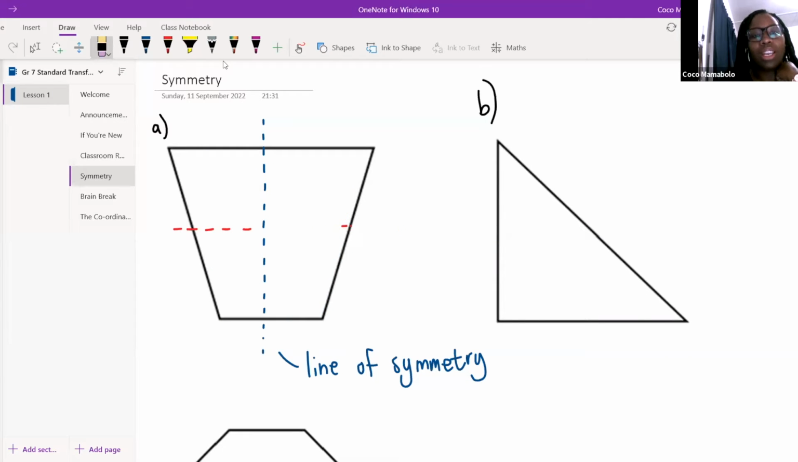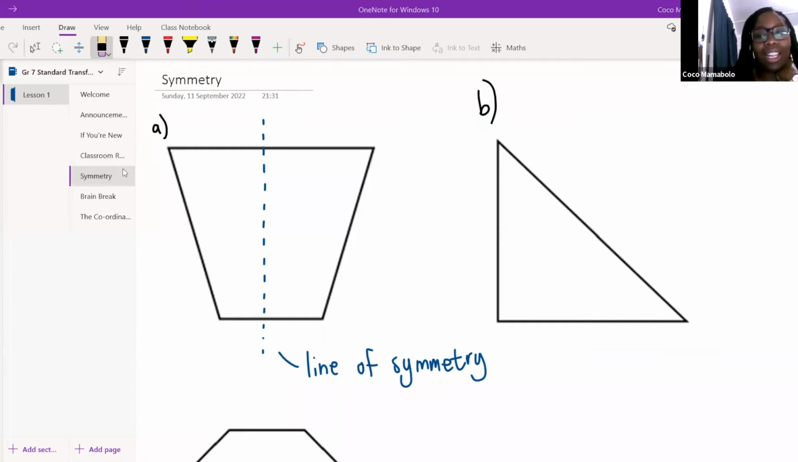So I'm going to ask you guys now, how many lines of symmetry does this trapezium have? Thank you. I see it. Sia, if we look at this, there's only one. You guys are right. There are two shapes, but there is only one line of symmetry. Exactly one.